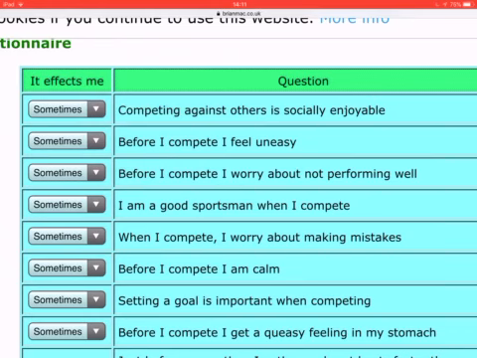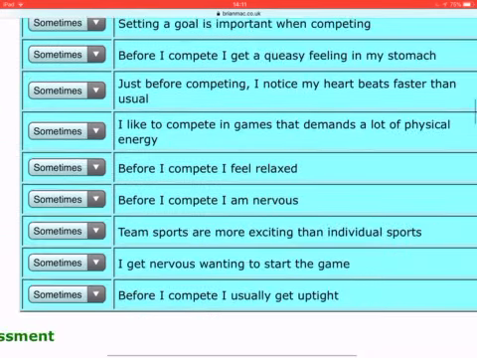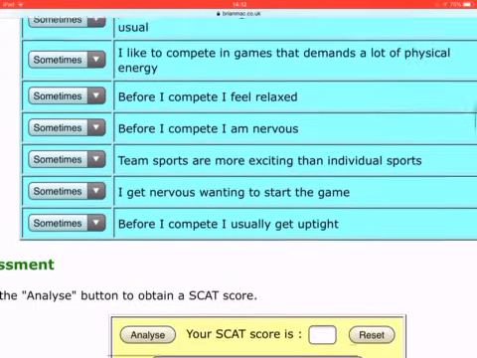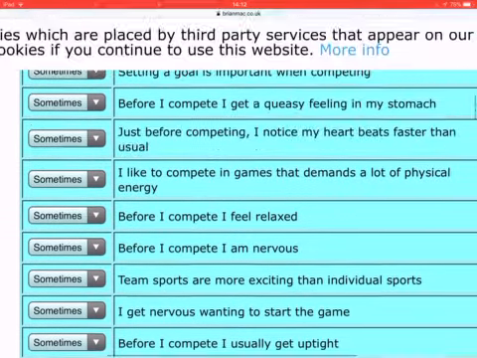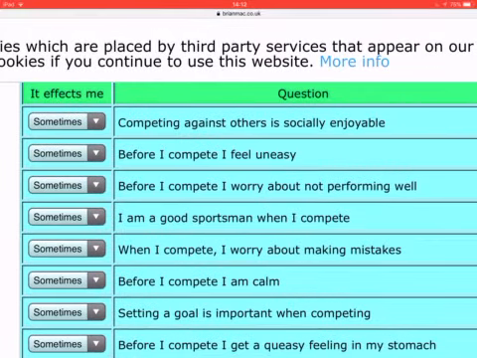Before I compete, I feel uneasy. Before I compete, I worry about not performing well. I'm a good sportsman when I compete, or sportswoman. So that's measuring something like self-confidence. It's not actually. It's just measuring your trait, your personality traits that are there. It's not self-confidence. That's going to be the other one. So before I compete, I am calm. So it's trying to get, like, what is your norm? What's your usual scores? Okay, so it'll give you a SCAT score, calculated from adding all of those responses up.